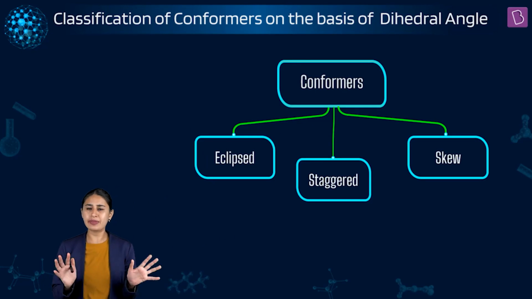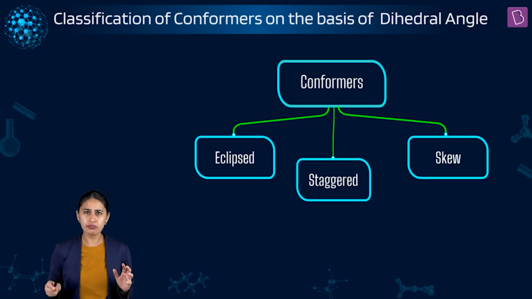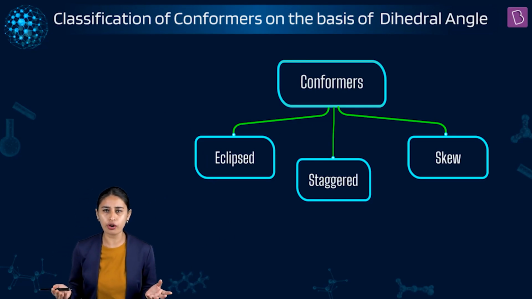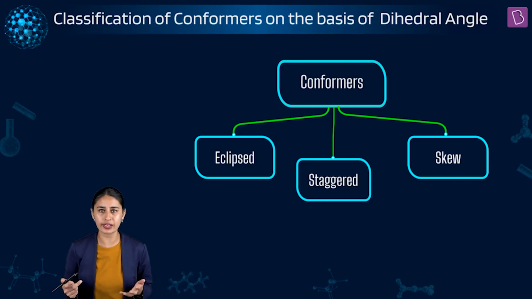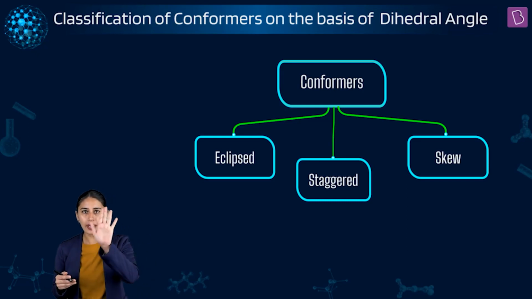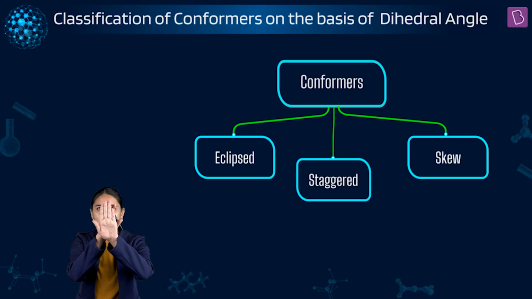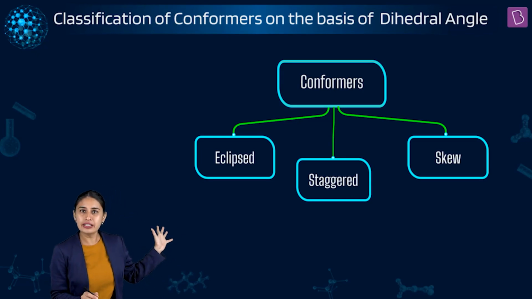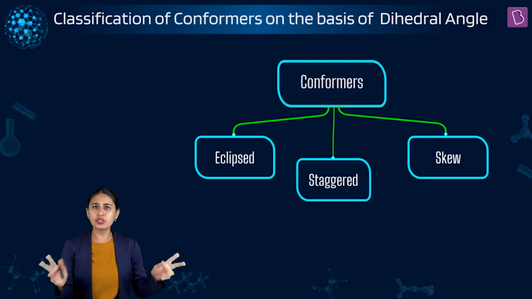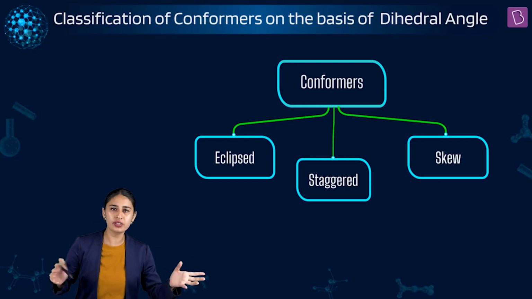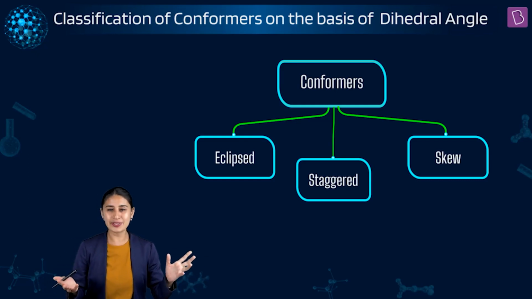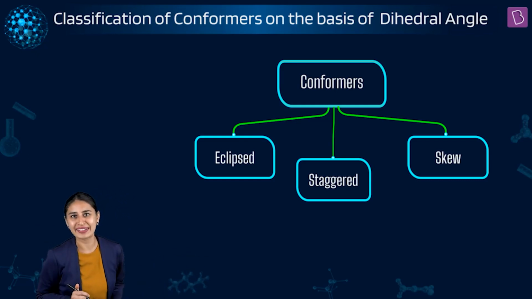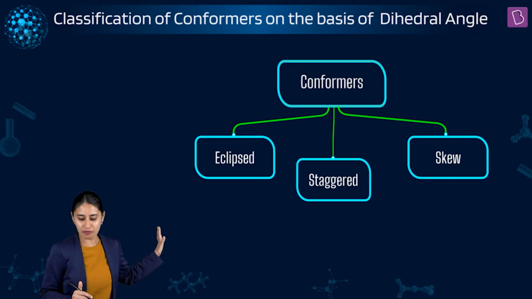Eclipsed. The name itself is clear, the way you hear it in geography. Solar eclipse, lunar eclipse, what happens? One object is completely hiding the other one. So there is an eclipse. The other is staggered and the third is skew. Eclipsed and staggered are the two extreme ones, and whatever is not eclipsed and staggered comes under the skew category. So this is sorted. Let's do them one by one.